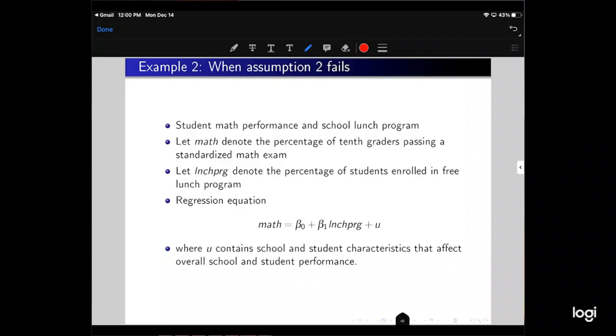Another example of when assumption 2 fails: student math performance in school lunch programs. Let math denote the percentage of 10th graders passing a standardized math exam, and let lunch program denote the percentage of students enrolled in a free lunch program. The regression equation is this. We're relating lunch programs to the percentage of 10th graders passing the standardized exam, and U is going to contain school and student characteristics that affect overall school and student performance.